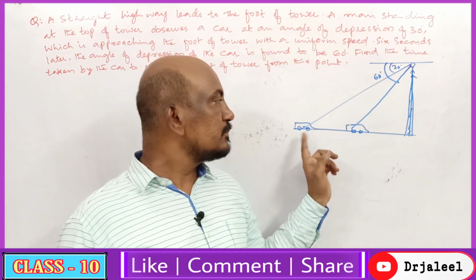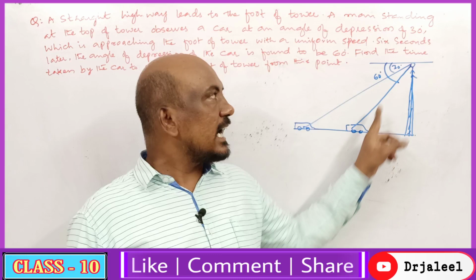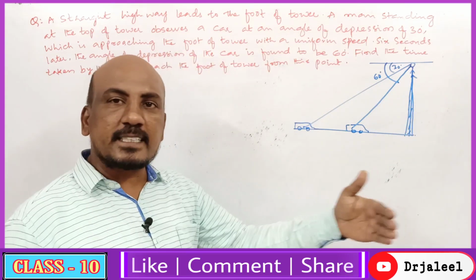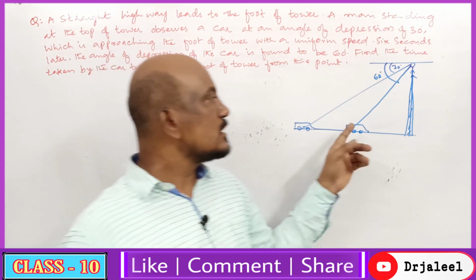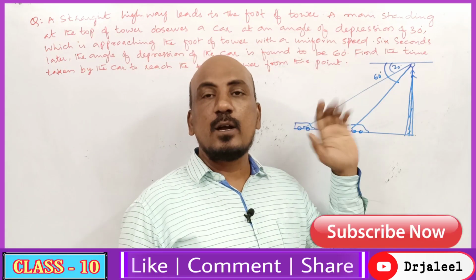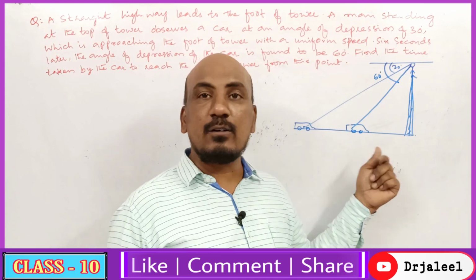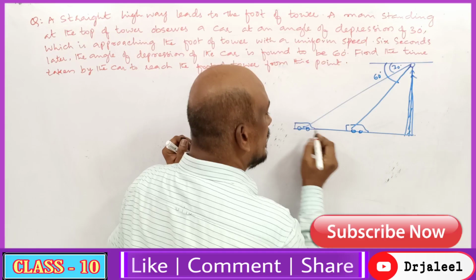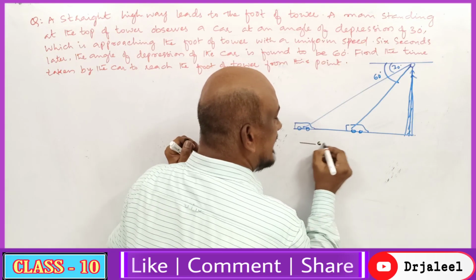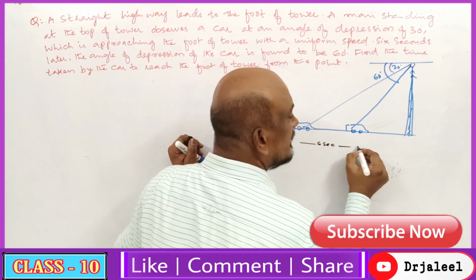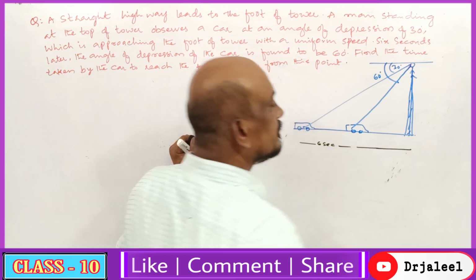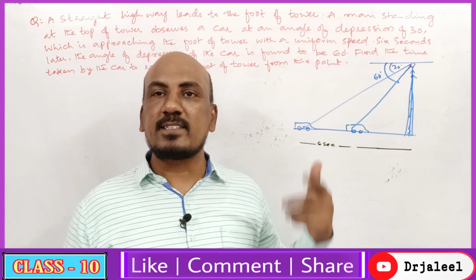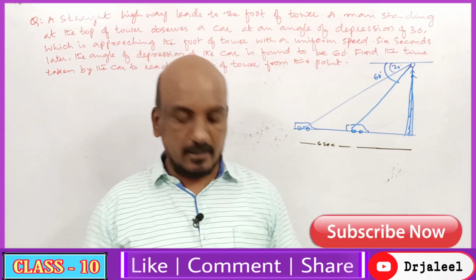Uniform means same speed. So after 6 seconds, the angle has increased, because if the object is coming closer, the angle will increase. So how much is the angle? 60 degrees. What do we need to find now? We need to find how much time it will take to reach this tower. This time is given to be 6 seconds, and now we need to find this time. How much time is this? Right, children? This is the first time he is asking duration. Till now he was asking about distances and heights. He is asking duration here.